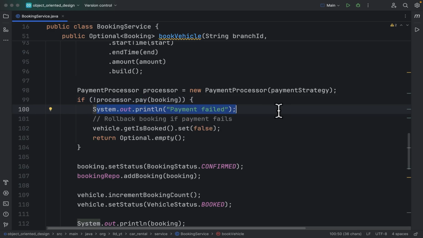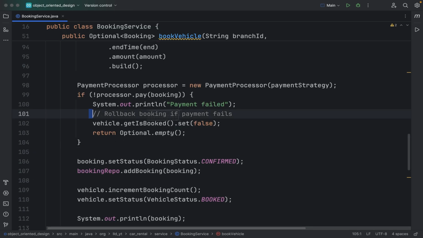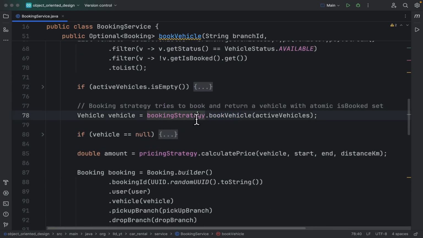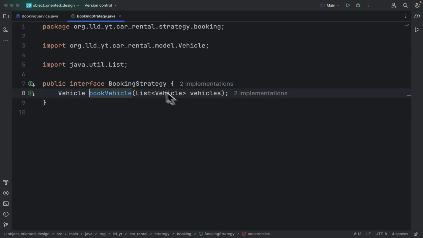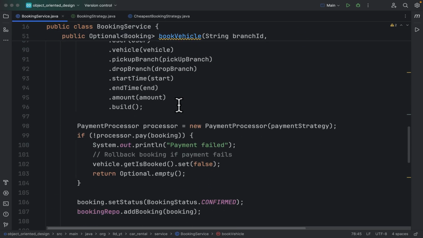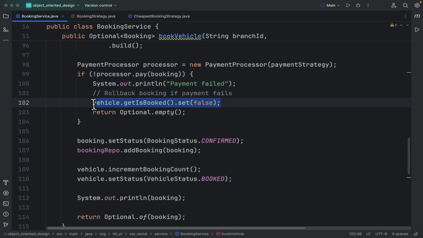If it is failed, then I will be printing this message, which is payment failed. And by the way, here I will roll back the state of this booking. I will make it false, because in the book vehicle function of the strategy, if you remember, we converted that to true over here using compare and set function. But now if the payment fails, I have to roll back. So that's why I am rolling back.